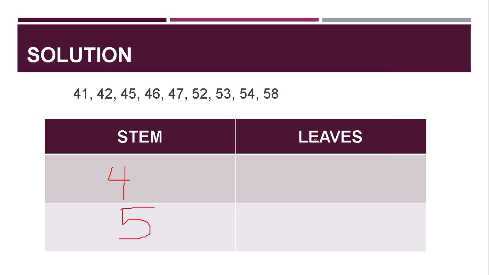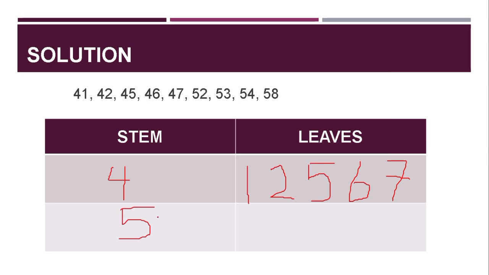Now identifying the leaves. For 41, 4 is the stem and 1 is the leaf. 42, 4 is the stem and 2 is the leaf. 45, 4 is the stem and 5 is the leaf. 46, 4 is the stem and 6 is the leaf. 47, 4 is the stem and 7 is the leaf.